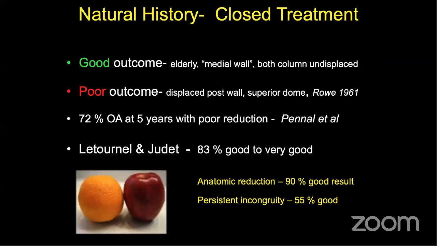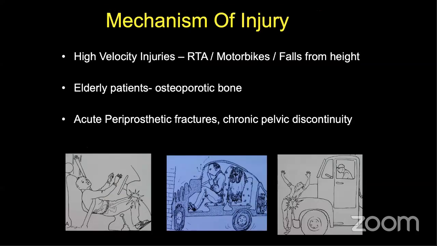If you look at the historical literature, elderly patients have traditionally been treated without surgery with good outcomes, and younger patients, when they were treated without surgery, sometimes did not have good outcomes. But it was like comparing apples with oranges. What Letournel showed is that these are intra-articular injuries, and when you aim to get an anatomic reduction, you can get a 90% good result in short to medium term. But if you have persistent incongruity, then about half of them will do quite badly and develop secondary post-traumatic arthritis.